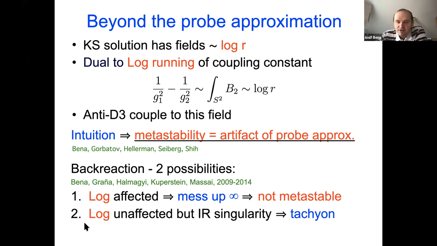Or you can find another solution where the UV is happy, the UV is unaffected, but there's an infrared singularity, which gives rise to a tachyon. And that's basically what you want to do, again, in Klebanov-Strassler. If you want to glue Klebanov-Strassler to some flux compactification, then you want to put in an anti-brane. You want to keep the UV unaffected, because otherwise you cannot glue. And then you find that the anti-branes have a tachyon.